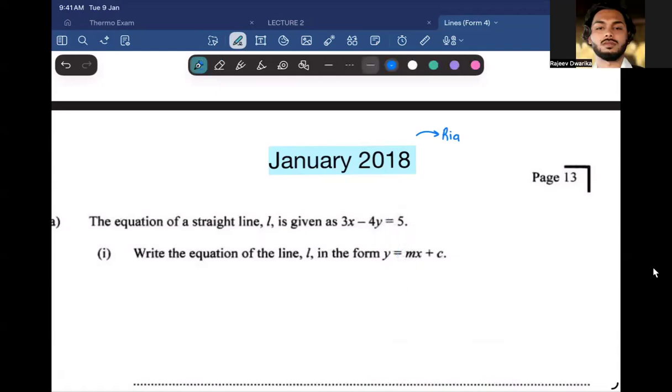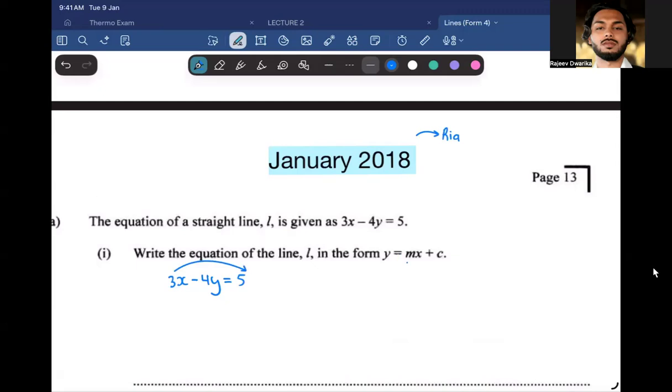So let me write it back. We have 3x minus 4y is equal to 5. Ria, can you tell me what the y term is on the left hand side? Minus 4y. What doesn't belong here then? The 3x. I move that across.